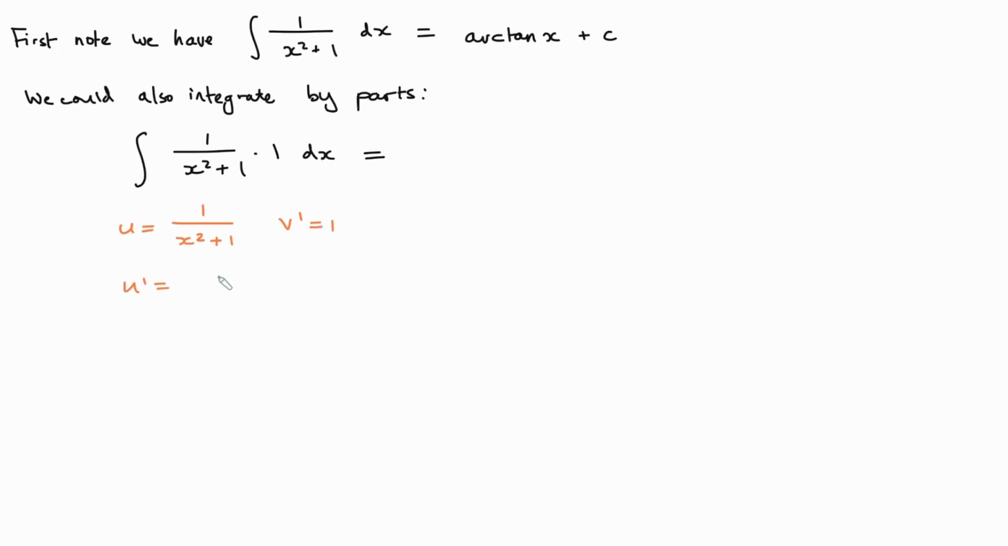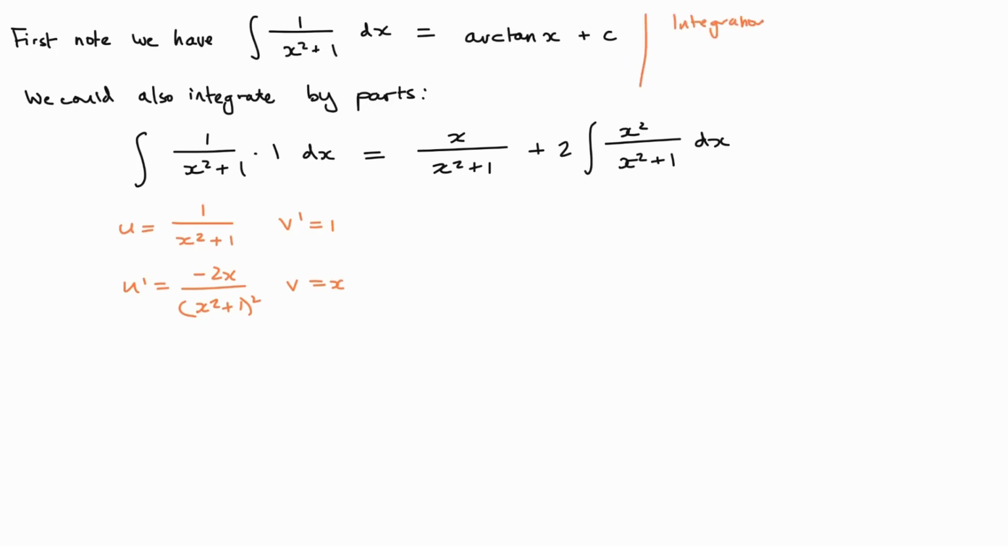and then differentiating 1 over x squared plus 1 gives minus 2x over (x squared plus 1) all squared, and integrating 1 gives us x. So the integration by parts gives us u times v here, which is x over x squared plus 1, minus u prime times v, which gives us actually plus 2 lots of x squared over (x squared plus 1) squared. That's just using the usual integration by parts formula that the integral of u v dashed dx is equal to uv minus the integral of u dashed v dx.